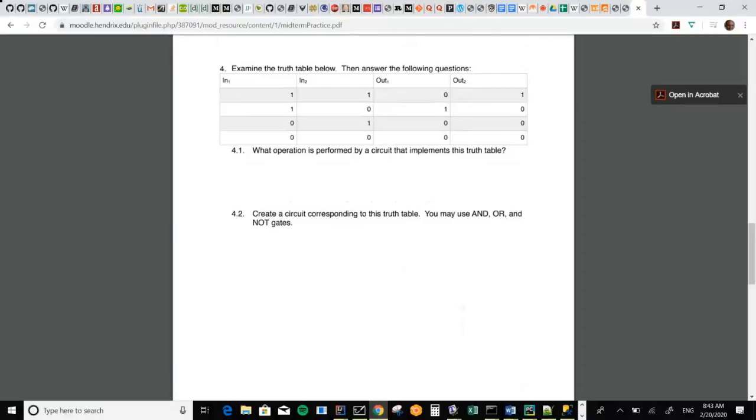All right, so that 3 and 4 were both this kind of thing might suggest that you should expect a lot of these. Okay. Examine the truth table below, then answer the following questions. What operation is performed by a circuit that implements this truth table?